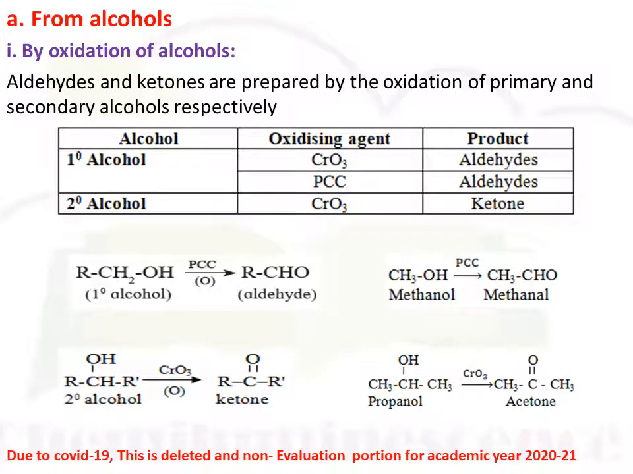Due to COVID-19, this is deleted and non-evaluation portion for academic year 2020-21. Though it is a deleted portion for this unit, you have to study this point, because we already studied it in oxidation of alcohol in chemical properties of alcohol and phenol from unit number 11, that is alcohol, phenol and ether. In that it is not a deleted part. There you must study it. Hence, don't think that this is a deleted portion and that's why you can keep it for option. This is also an important part, but for unit number 11, not in unit number 12.